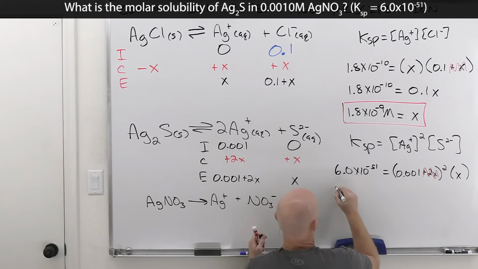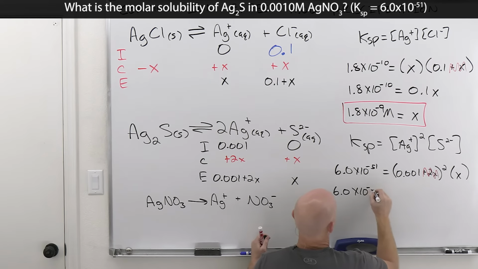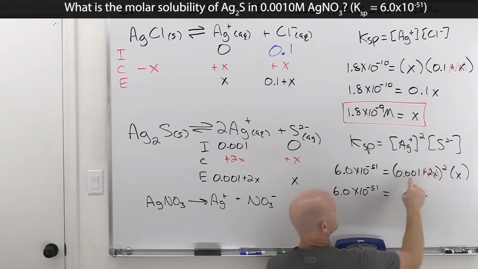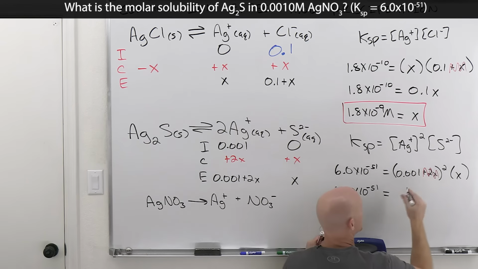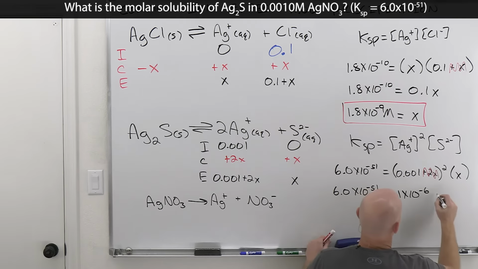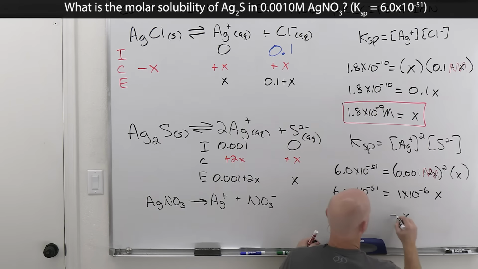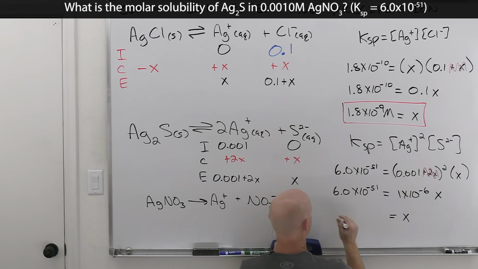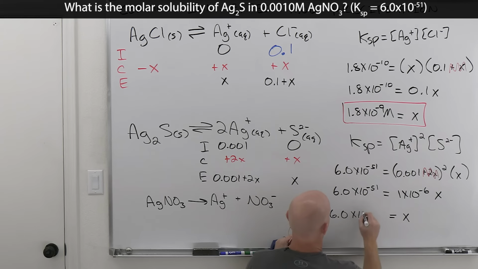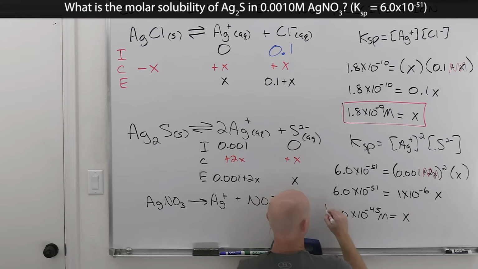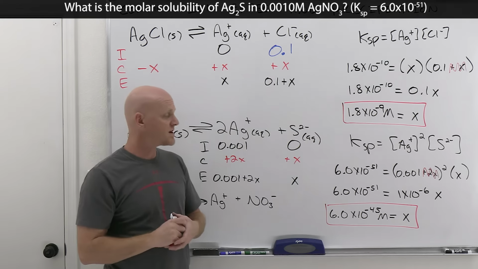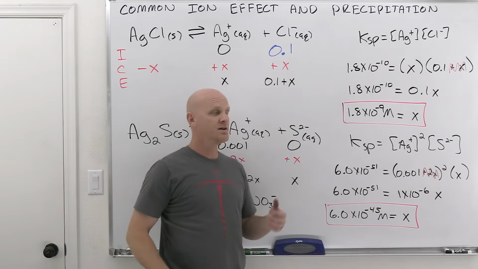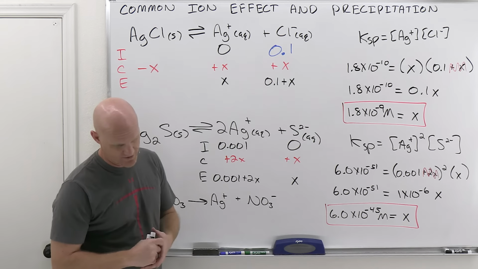So in this case, if we work this out, 6.0 times 10 to the negative 51 equals 0.001 squared. Notice 0.001 is 1 times 10 to the negative 3, and if you square it, you're going to get 1 times 10 to the negative 6, and then times x. And if we divide through by that 1 times 10 to the negative 6, we could probably do this in our heads. We're going to get 6.0 times 10 to the negative 45 for our molar solubility now, which again is considerably smaller than the molar solubility we got in the last lesson for Ag2S when there was no common ion present.